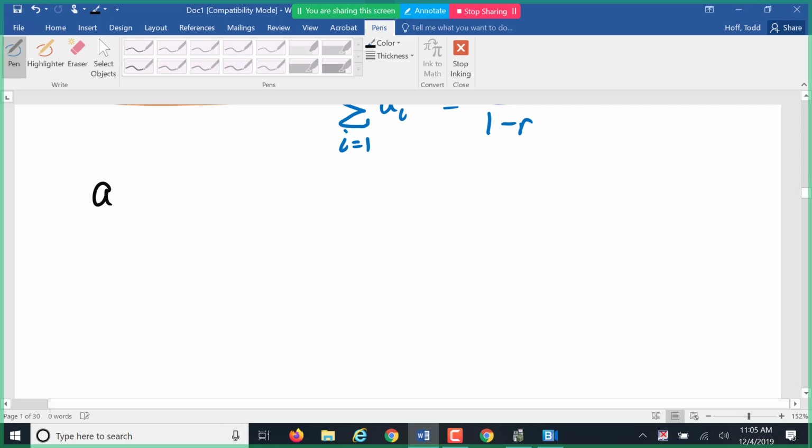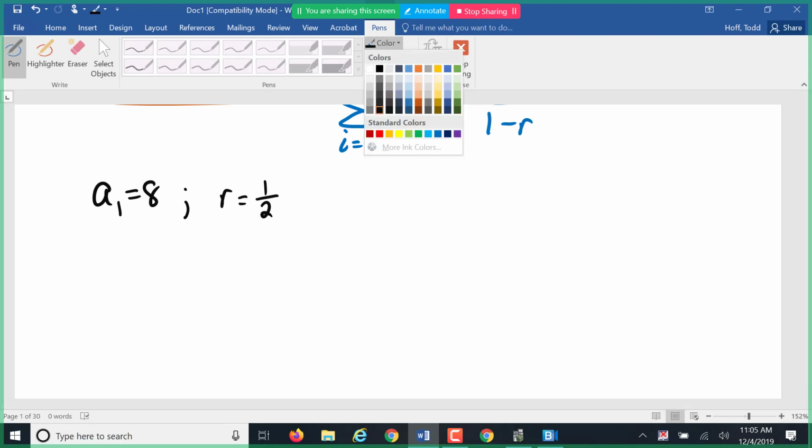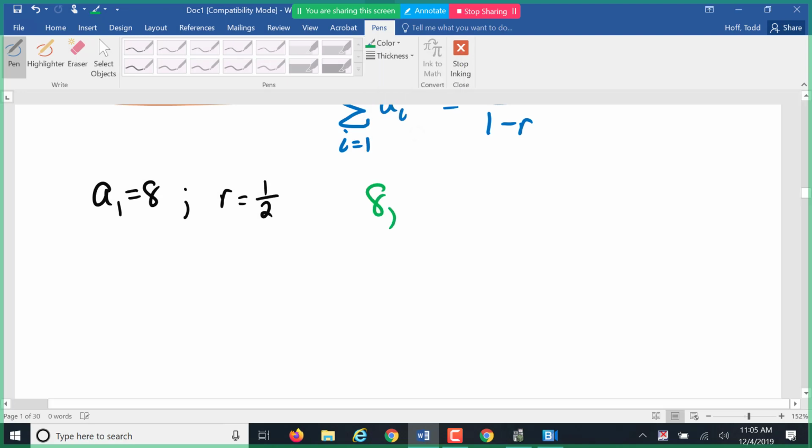Let's say we have a first term of 8 and a common ratio of 1/2. So our first several terms would be 8. 8 times 1/2 would be 4. 4 times 1/2 would be 2. 2 times 1/2 would be 1. 1 times 1/2 would be 1/2. 1/2 times 1/2 would be 1/4. 1/4 times 1/2 would be 1/8, and it would keep going.